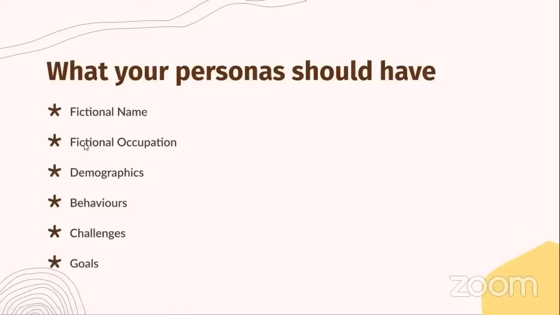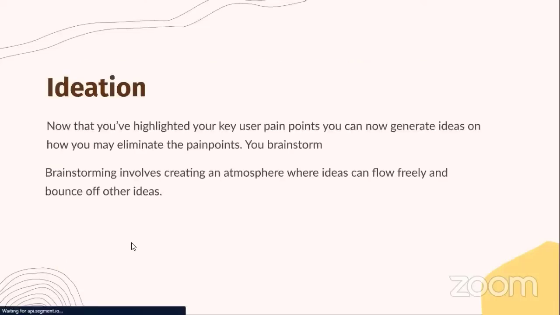First, they should have a fictional name, fictional occupation, and then the demographics. Some of these demographics you would have uncovered as you ask intro questions during your interviews or in your screener survey. And then the behaviors. These behaviors you would have definitely uncovered if you ask the right questions. And then the challenges. You've already identified your pain points, so challenges should jump out. It should be easy. And then the goals. These also you would have uncovered if you ask the right questions, and make sure that the goals are related to the challenges so that it keeps you focused in a good direction.